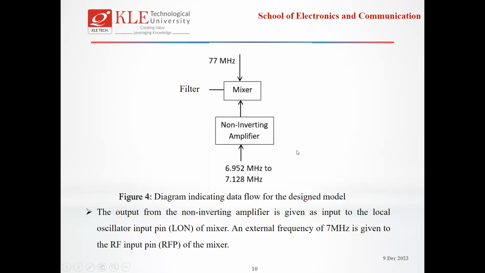And we will be adding that 77 megahertz signal through a mixer. And into the mixer, we are also generating a frequency which can vary between 6.95 and 7.12 megahertz. This is generated through a local oscillator and then we are adding it to the mixer. Here our signal is from the RF amplifier, and we are getting it inverted from the amplifier here.